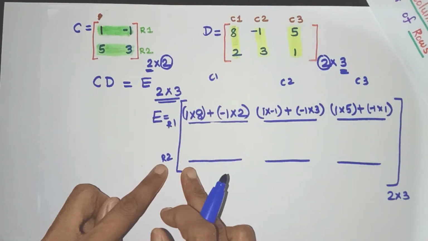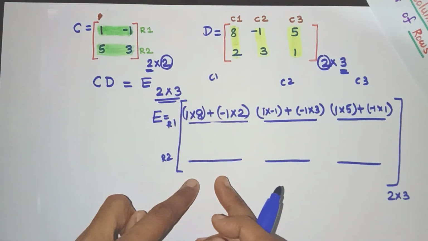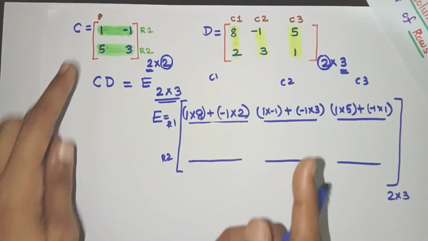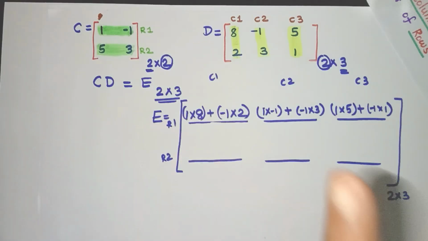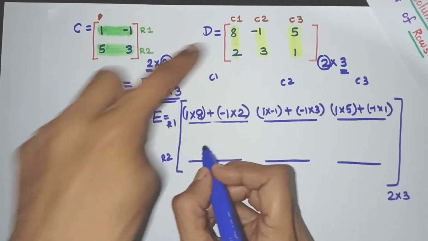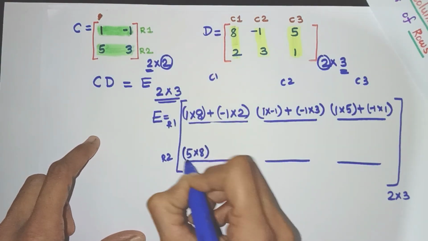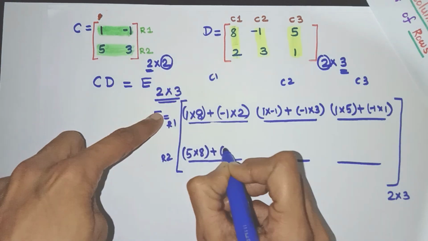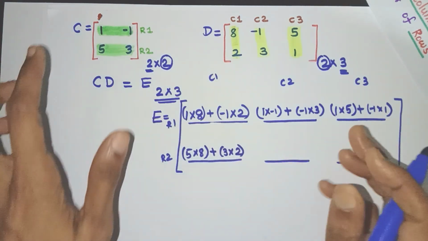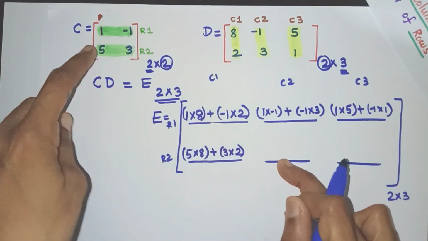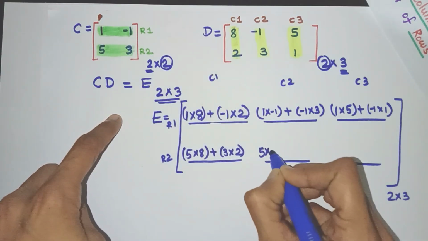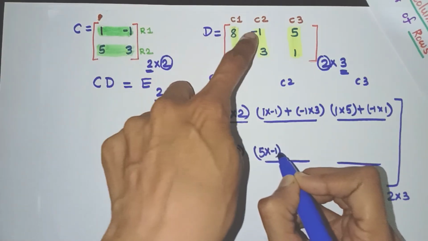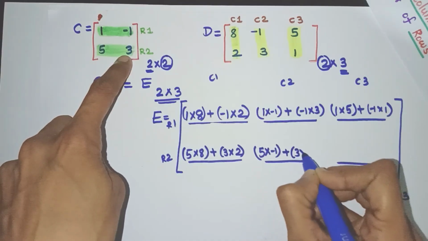Now again, I want to find the second row, first column element. So what do I do? Second row of the first matrix, first column of the second matrix. Okay, so it will be 5 into 8. Yes, plus 3 into 2. That's it. Very easy. Now the second row, second column. So I need to take 5 and minus 1. Yes, second column. I've come to the second column, plus 3 into 3.